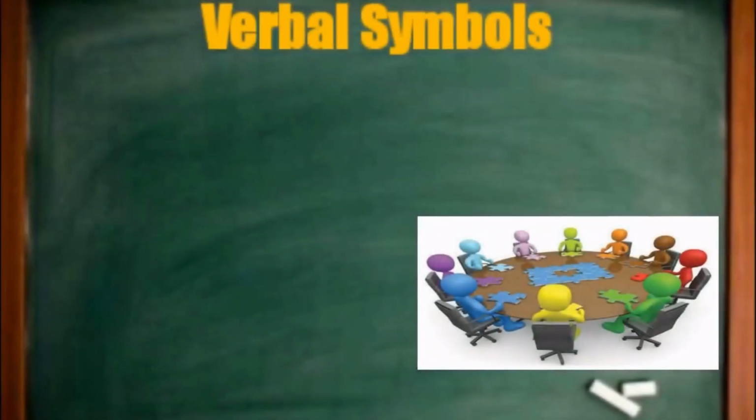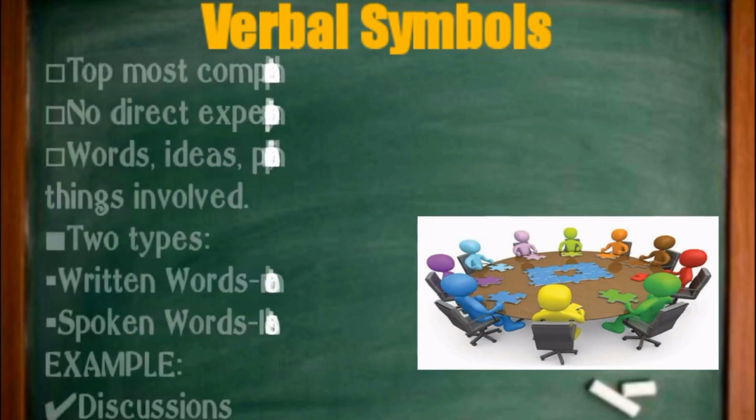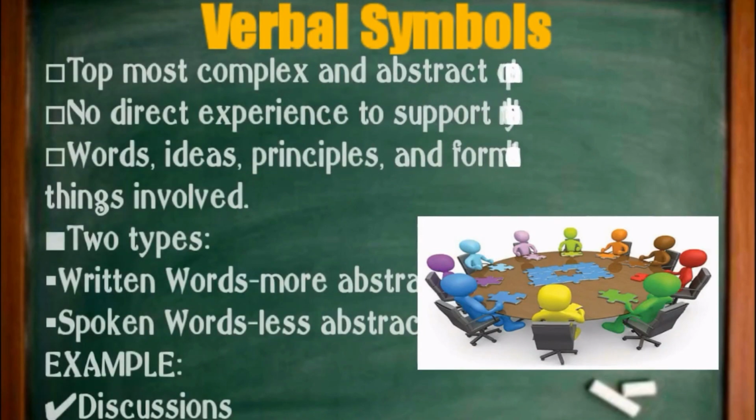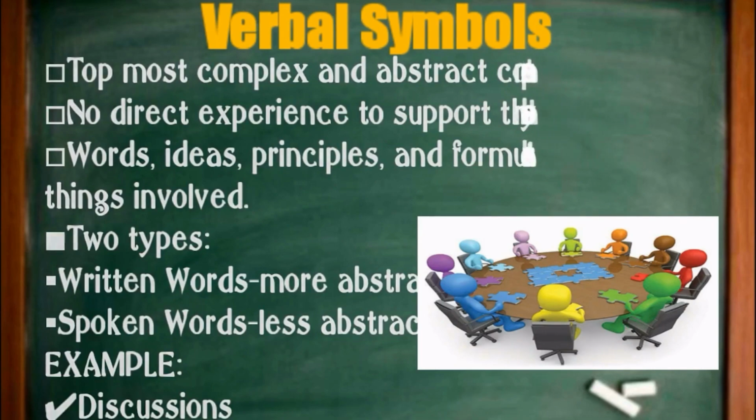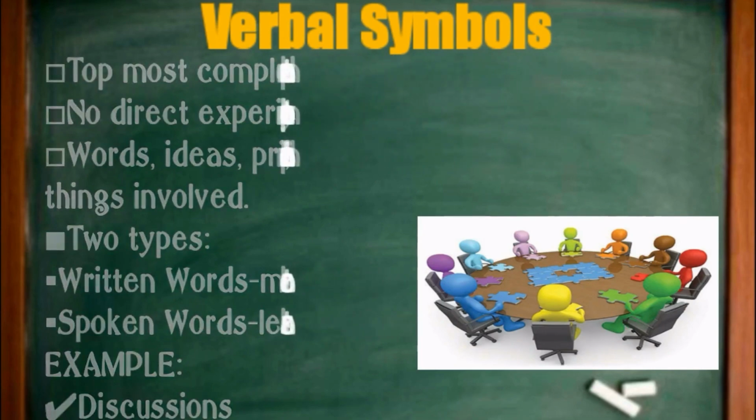The last level will be the verbal symbols. This is the most complex and abstract among all the components of the cone of experience. In this level, words, ideas, principles, formulas, and the like are used. This level does not involve visual representation or clues to their meanings.